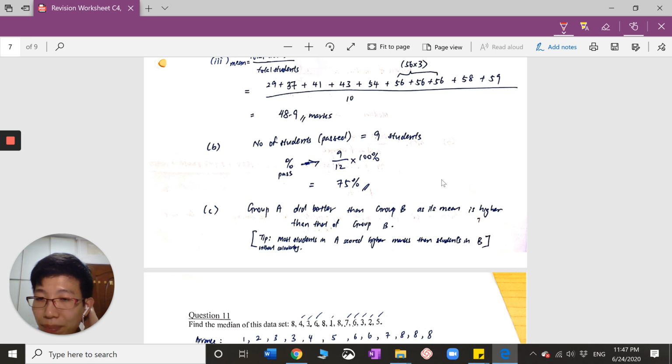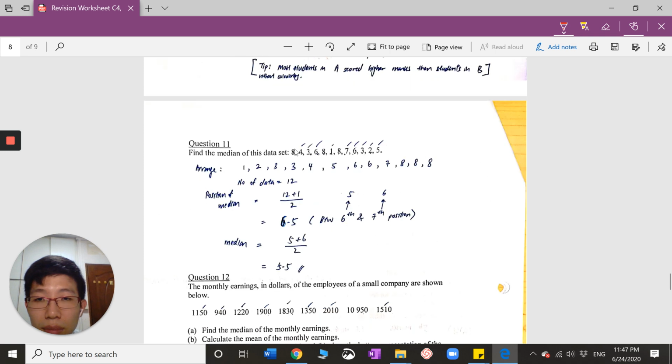So for question 11, they say find the median of these data sets. First step, arrange the numbers in order, and you need to count how many data there are. So there are 12. To find the position of the median, you need to take 12 plus 1 divided by 2. So you realize that the position of the median is at 6.5, which is between 6 and 7. So you look out for the data at the 6th and 7th position, which is 5 and 6. So you take 5 plus 6 divided by 2. This will give you the median, which is 5.5.